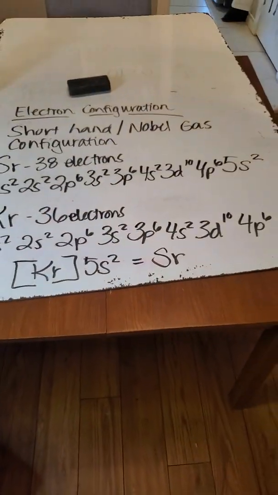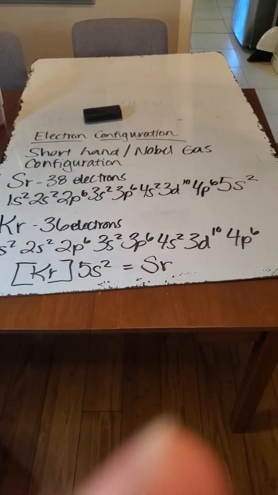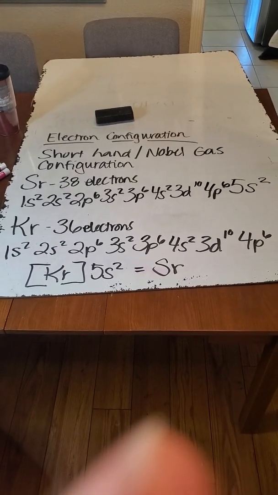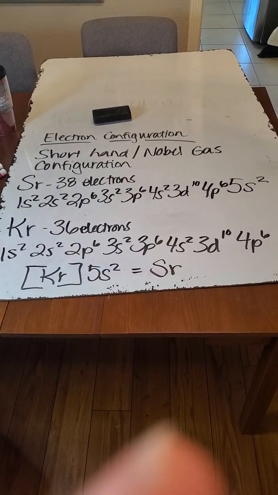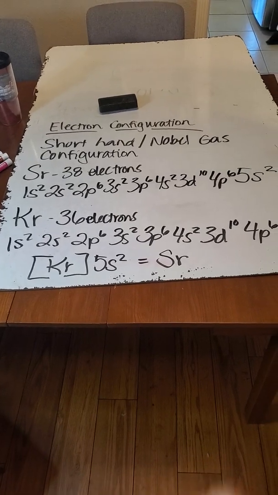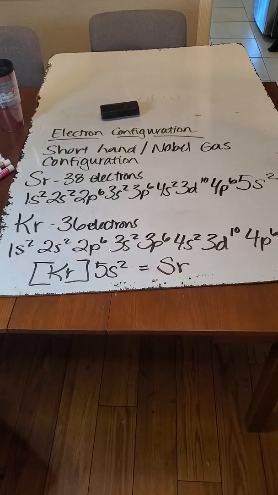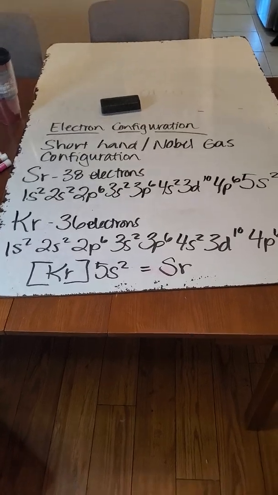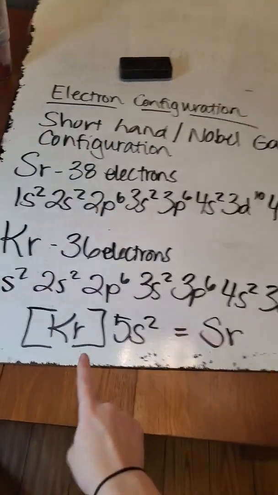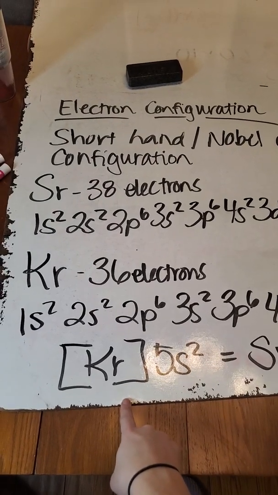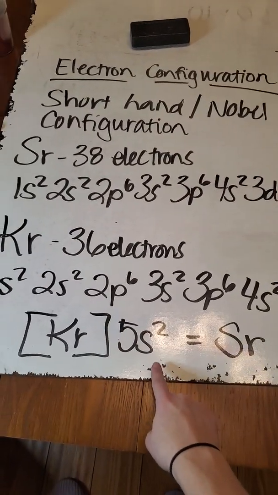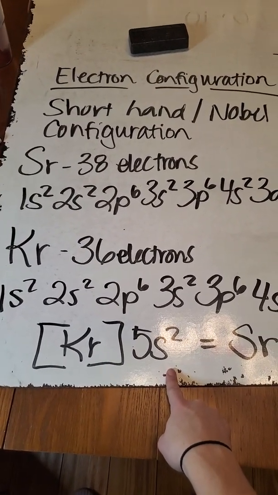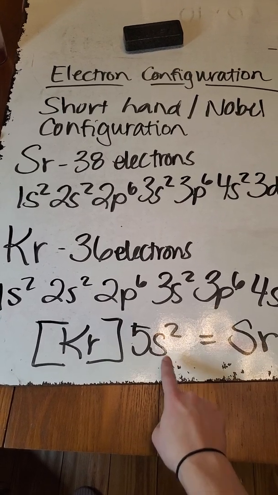So when I write out the electron configuration for krypton, you'll notice that it is almost exactly the same as strontium's, except strontium continues for 2 more electrons into the 5s2. So one way that we can make our lives a little easier is by using this notation. We say krypton is our closest noble gas to strontium, so I'm going to put it in brackets. Strontium continues past krypton's noble gas configuration to 5s2.